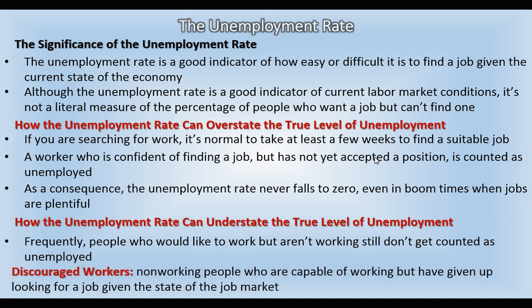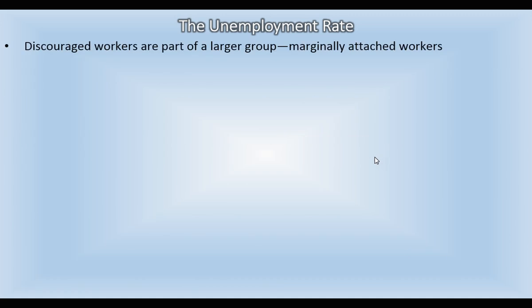So you might have discouraged workers. These are non-working people who are capable of working but have given up looking for a job given the state of the job market. So that's one type of worker that is excluded from the unemployment rate and therefore understates the true unemployment rate in the economy.